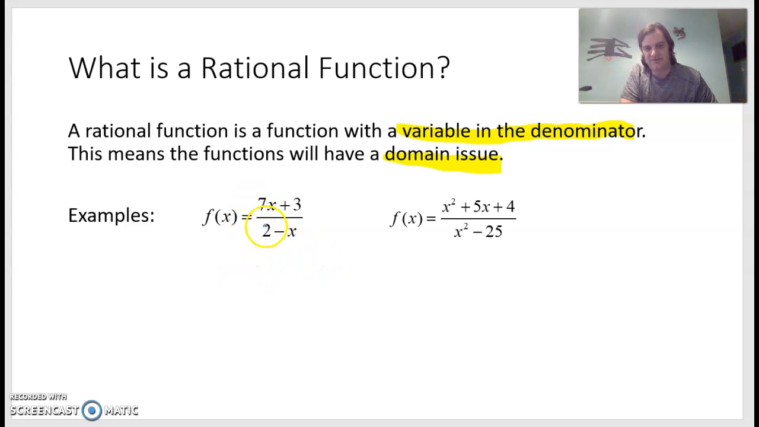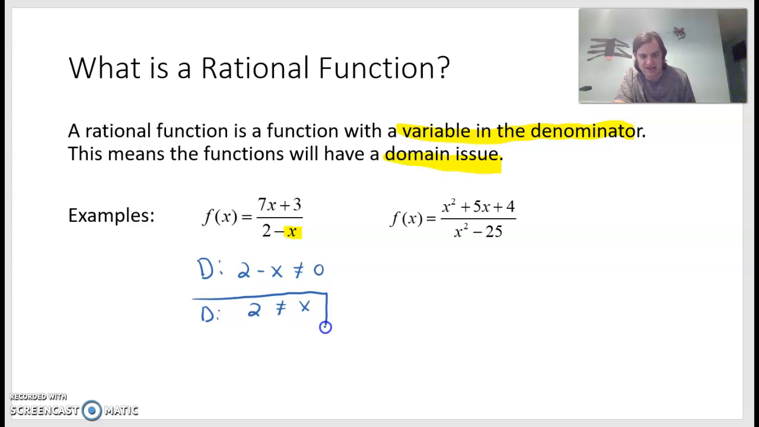And just to very quickly make sure that's clear, the first one here I have is f of x equals the fraction 7x plus 3 over 2 minus x. So we do have a variable in the denominator, and we can very quickly remember how we get to these domain issues. The domain would be that 2 minus x cannot be 0 because we can't divide by 0, so we cannot use 2. So the domain of this function is x cannot be 2.